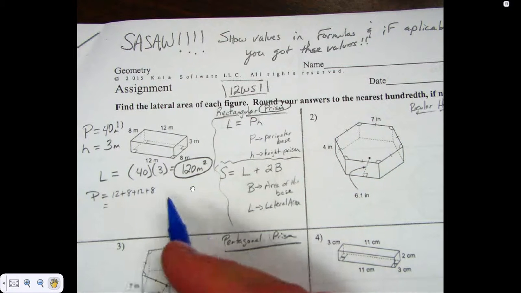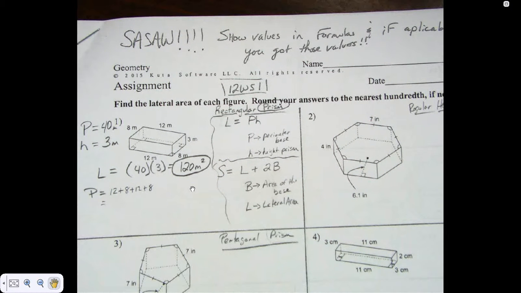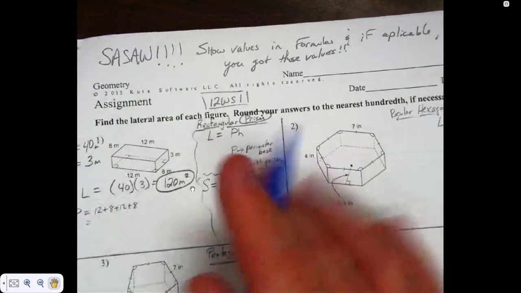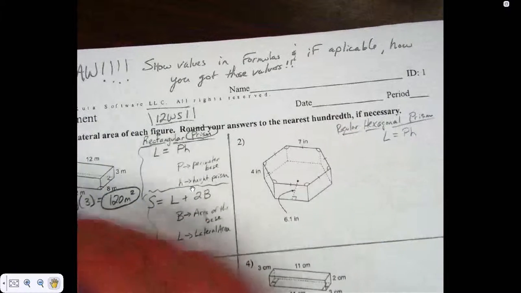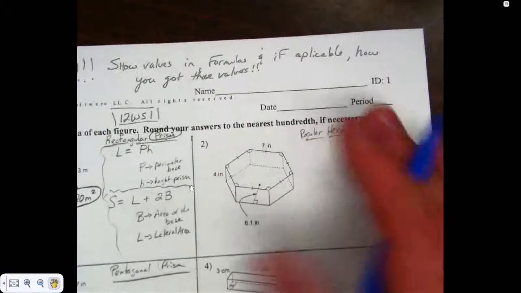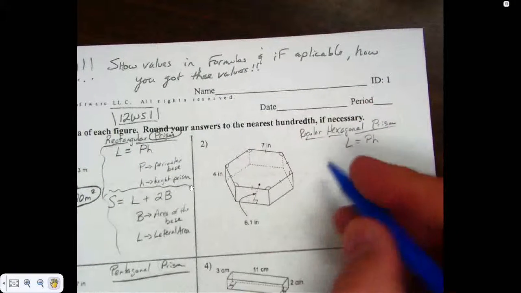Talking about what you see, something like that's good to write down as well. I don't see why we can't prove that we know how to find perimeter. Now, over here, I'm going to do one.